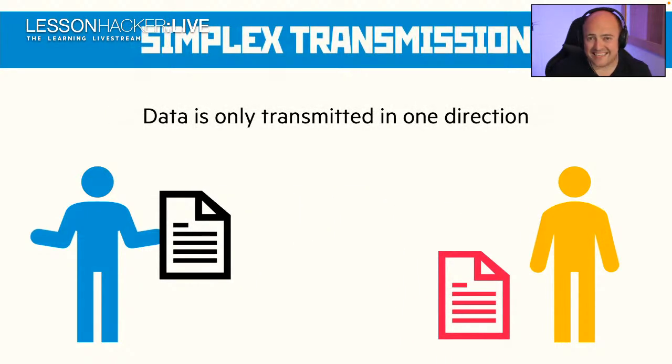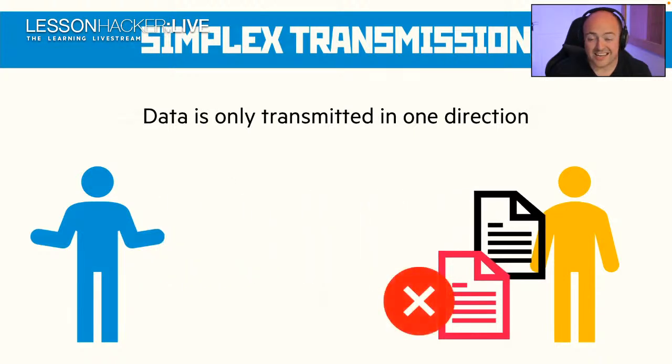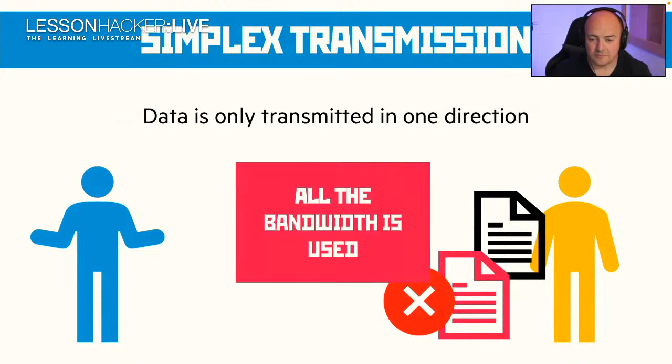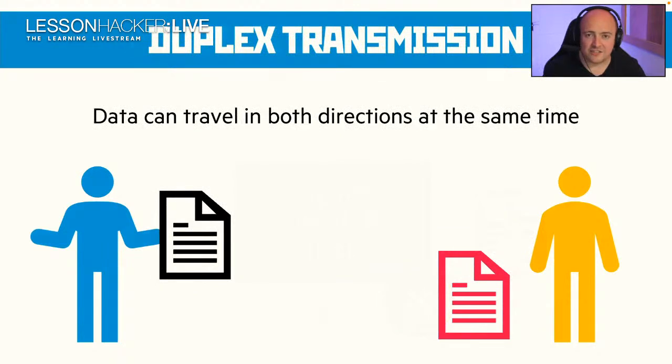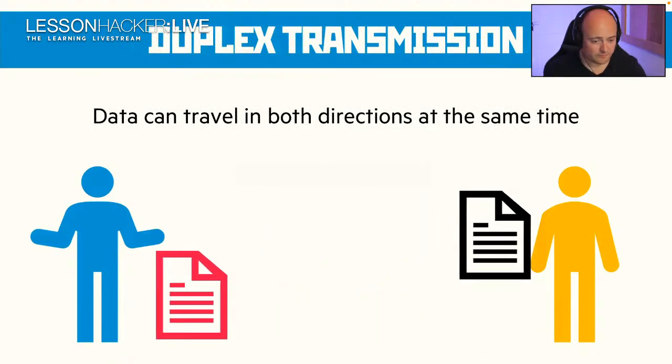Simplex is transmitting data in one direction. So I can only send in the one direction and I can't send it back. So that would be a terrible cable. All the bandwidth is used though. So this would be great if I'm just broadcasting. So what I'm doing now, sending you live video across the internet would be great as simplex. So I could push it to you in the ultimate of 4K. I say that if I paid for the more expensive plan, but I don't. So you get it in 720p. Sorry.